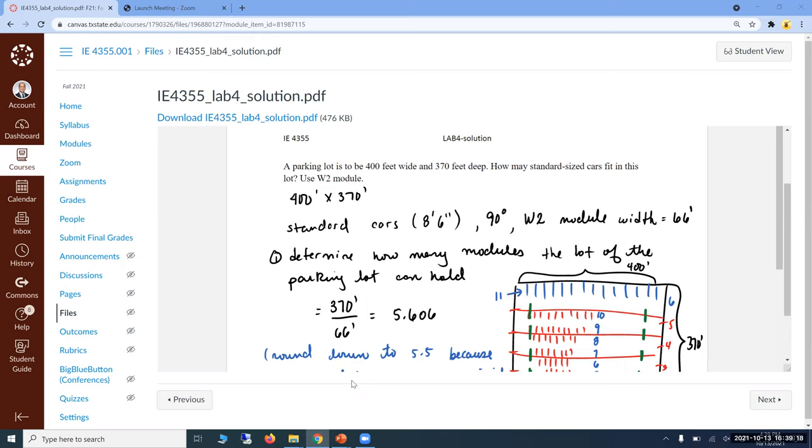Yes, we round down the number of modules. But in this case, in my solution, I got 5.6. So I can at least get 5.5 modules into this design. Yes, it's 6, but you see there's only spaces on one side of the module. So that's what I'm referring to as half a module, because I don't have enough space to put two lanes in that module.